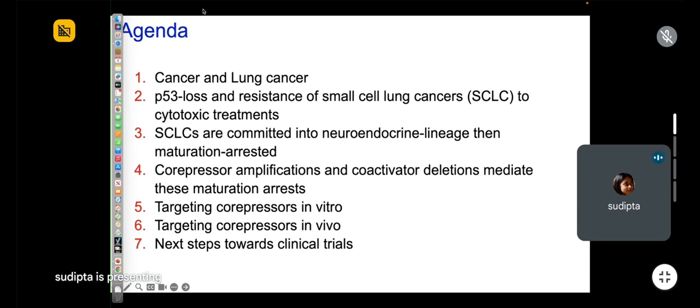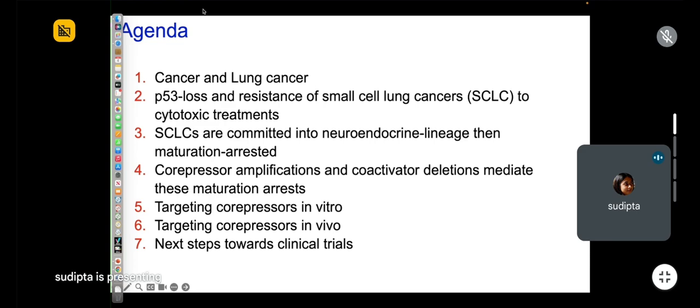And then small cell lung cancers are committed to the neuroendocrine lineage and have maturation arrest. So this is the basis of our new drug development, and we are focusing on reprogramming this process. That's why I will be talking in a little more detail about that, and then how this mechanism happens.